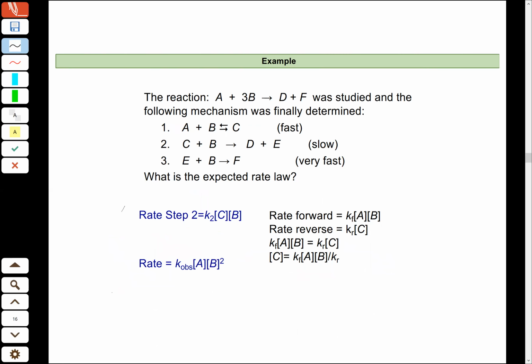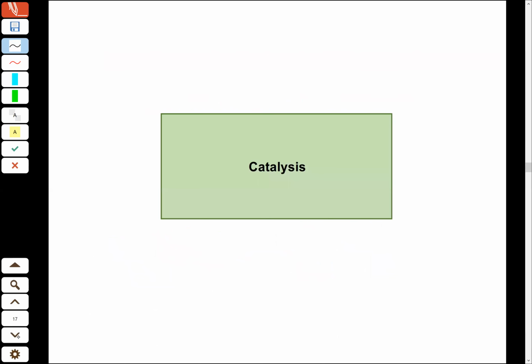And here is that solution typed out. All right, we are going to pause here and discuss catalysts in the next video.